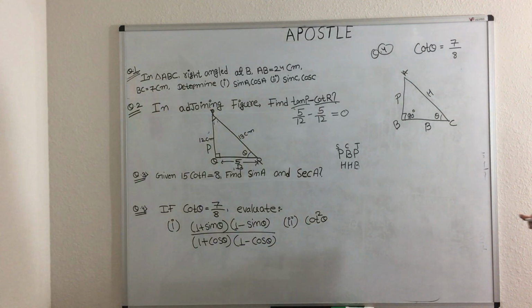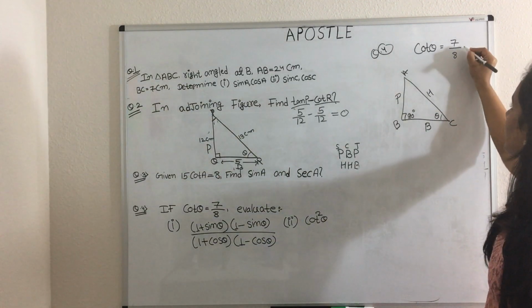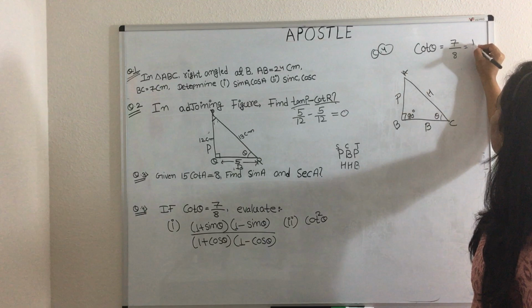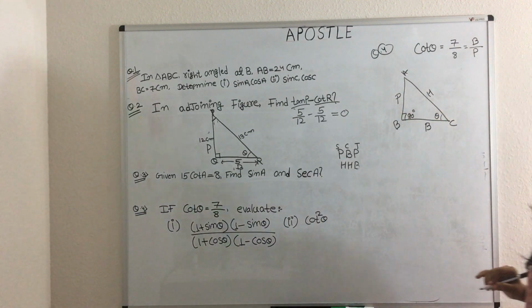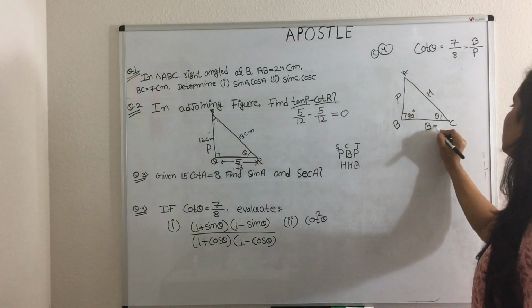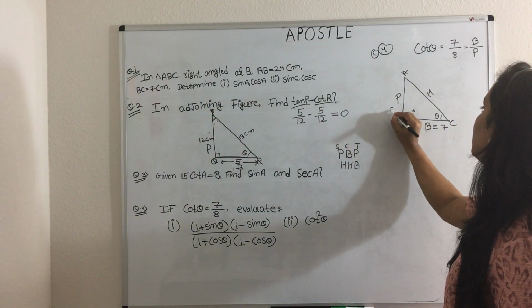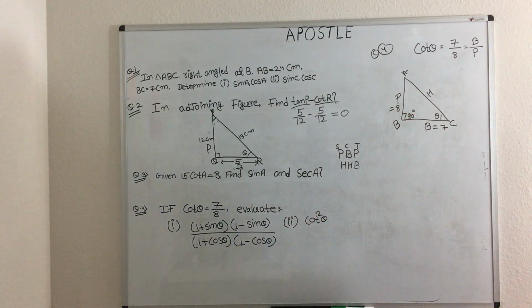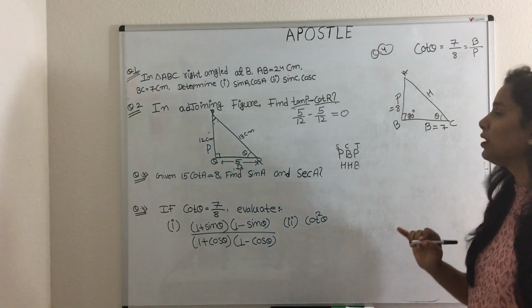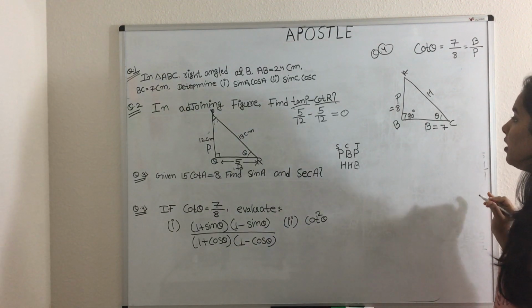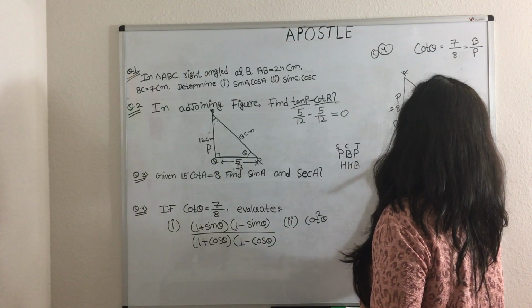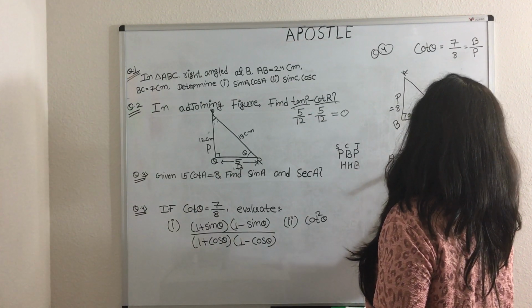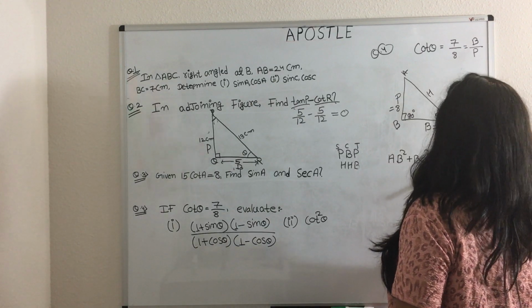So, we know that cot theta is B by P. We know that cot theta is base upon perpendicular. Clear? So here the base is 7 and the perpendicular is 8. Now we have to find the hypotenuse AC, and we are going to calculate this hypotenuse AC by using the Pythagoras theorem. So now, applying the Pythagoras theorem, AB square plus BC square is equal to AC square.